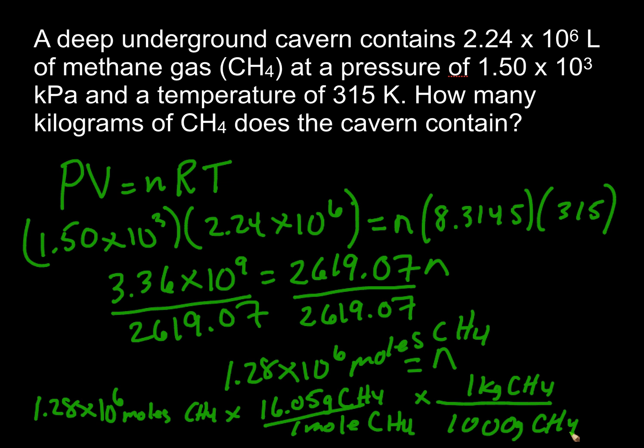So 1.28 times 10 to the sixth times 16.05 divided by 1,000. And we would get 2.05 times 10 to the fourth kilograms of CH4.